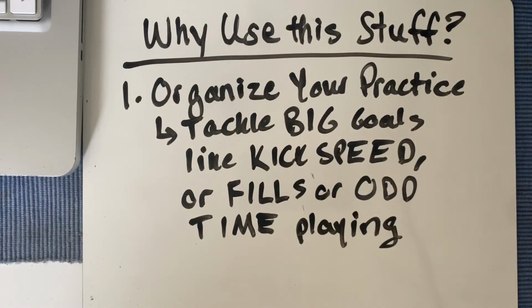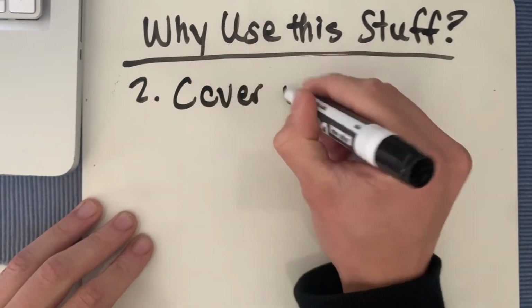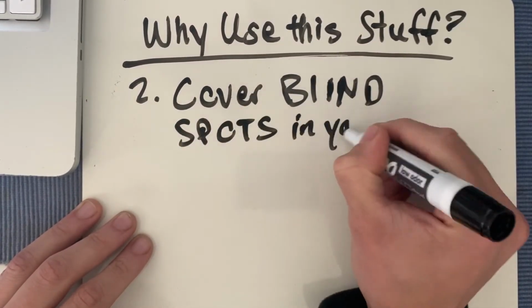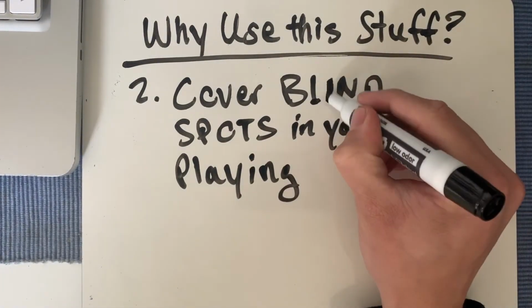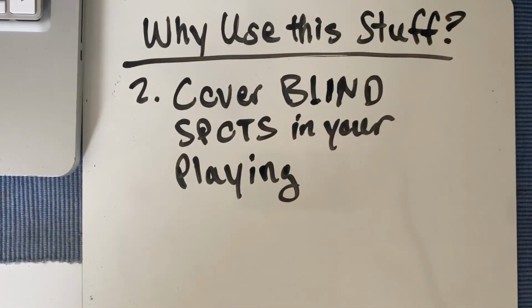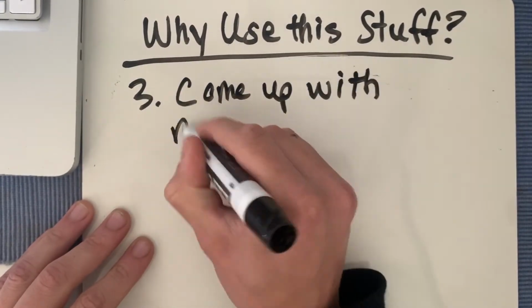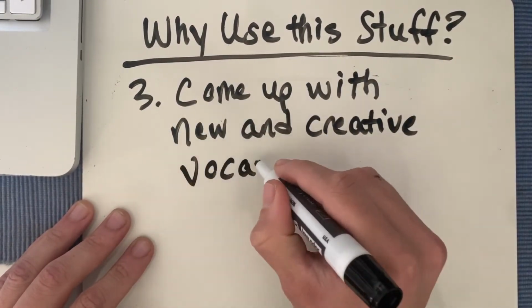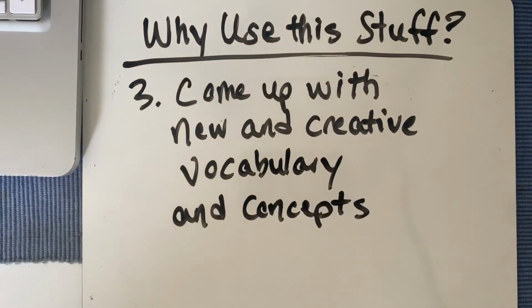The second advantage to using grids and gauntlets in your practice is to cover blind spots. They'll force you to do exercises that you wouldn't have thought up on your own. And the third advantage is because they force you to come up with new and creative ideas. Again, you probably wouldn't think of everything that shows up in a grid on your own.